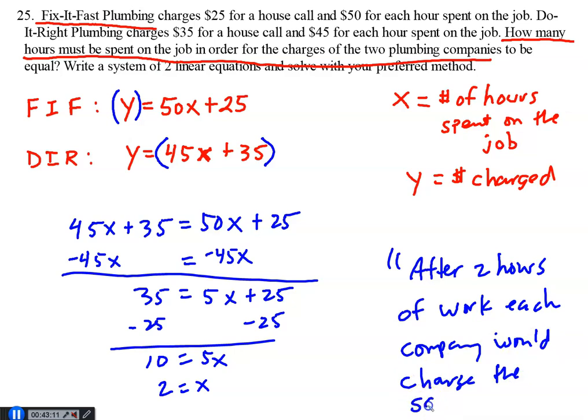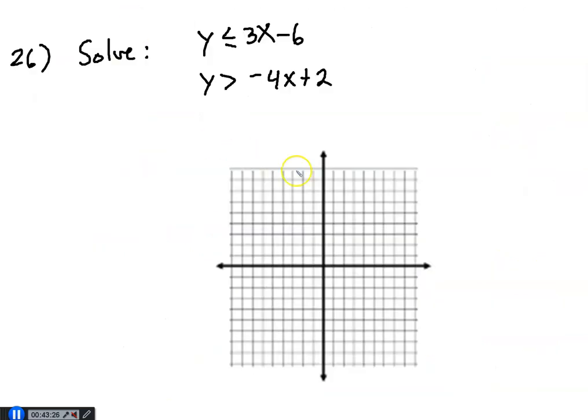So in other words, if you knew you had a 2-hour job that needed to be done, you knew it was going to take 2 hours, it really wouldn't matter which one of these you chose. They're both going to charge you the same amount. All right, that's the answer for 25.